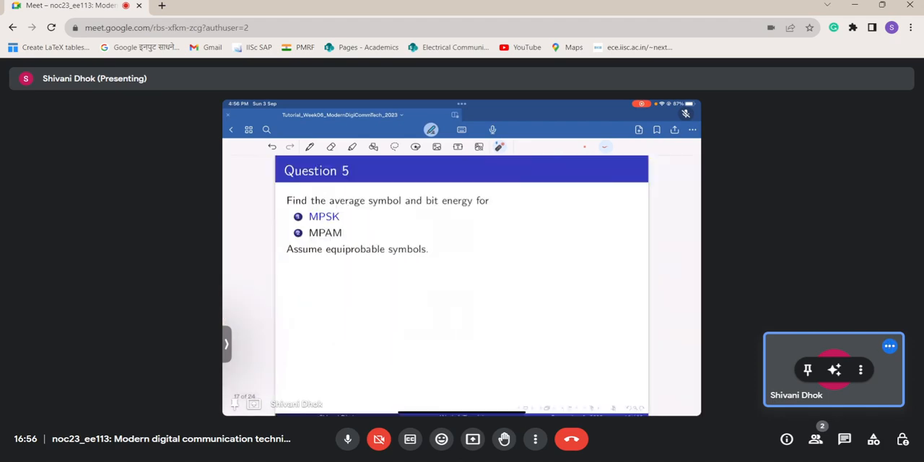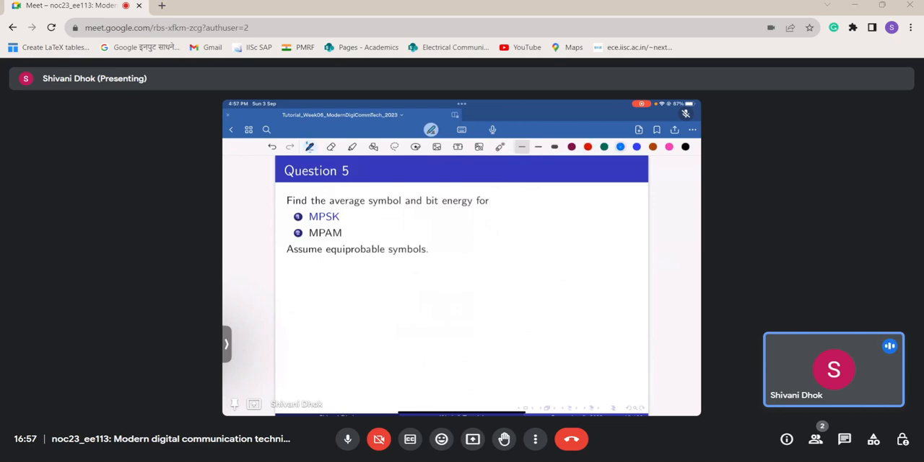Okay, yeah. So let's do this now, this fifth question. And what do we need to do in this? We need to find the average symbol energy and bit energy for MPSK and MPAM signals. Okay, so let's do it for MPSK.